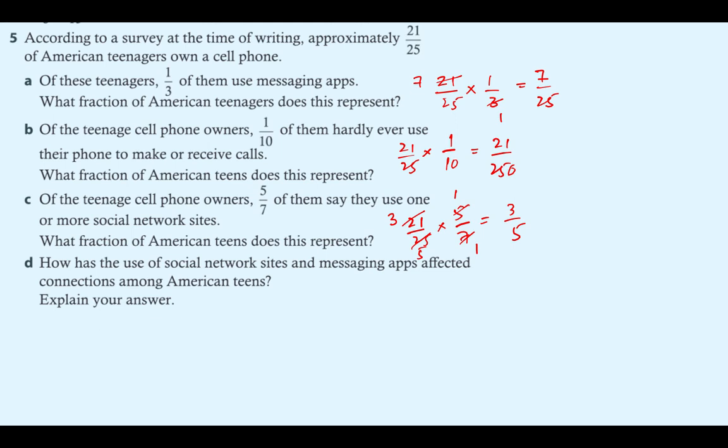So how has the use of social network sites and messaging apps affected the connections among American teens? So this is just an individual answer. This doesn't require any mathematical knowledge.